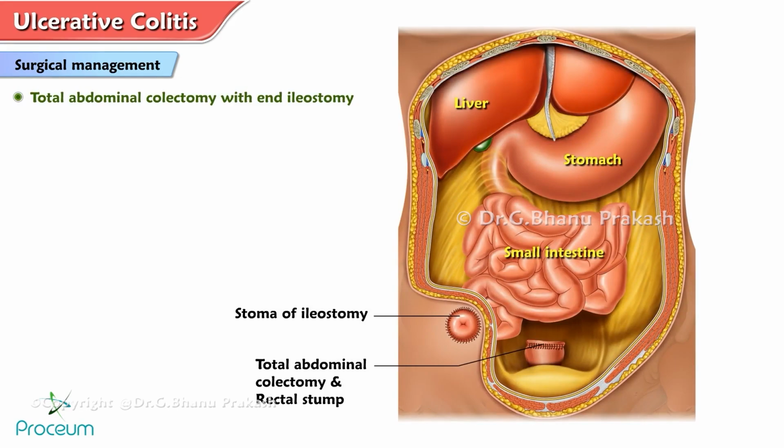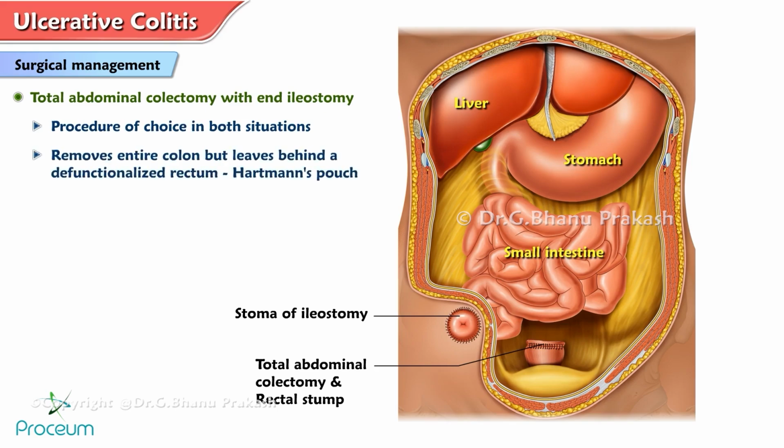A total abdominal colectomy with an ileostomy is the procedure of choice in both situations. This procedure removes the entire colon, but leaves behind a defunctionalized rectum as Hartmann's pouch. It's a simple procedure that can be performed quickly and is favored in an emergency or in urgent situations.